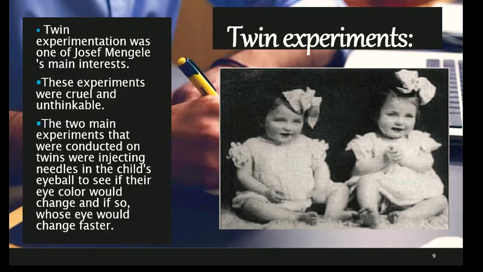Next, if we look back from history, the next thing is the twin experiment. Twin experimentation was one of Joseph Mengele's main interests. These experiments were cruel and unthinkable. The two main experiments conducted on twins were injecting needles in the child's eyeball to see if their eye color would change, and if so, whose eye would change faster.